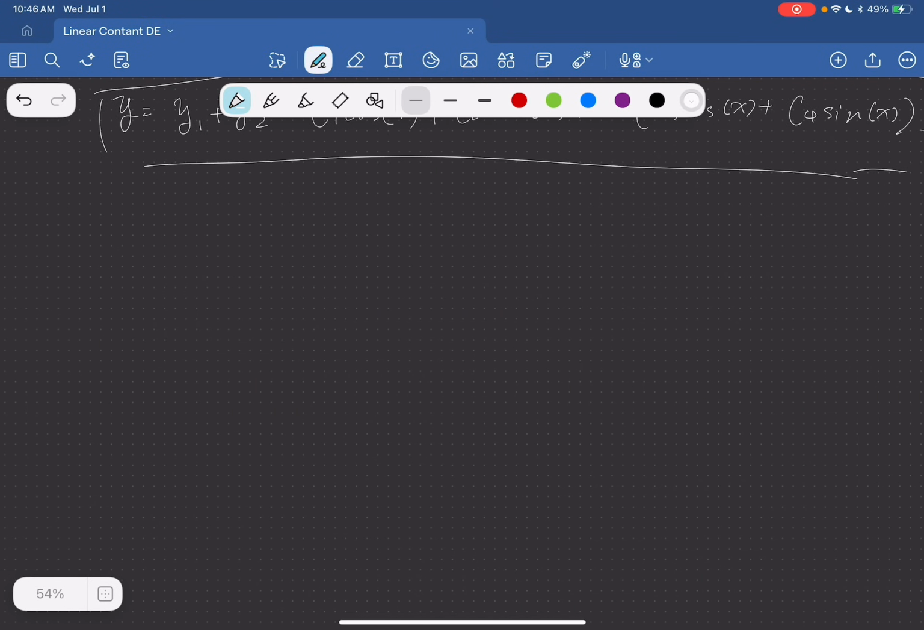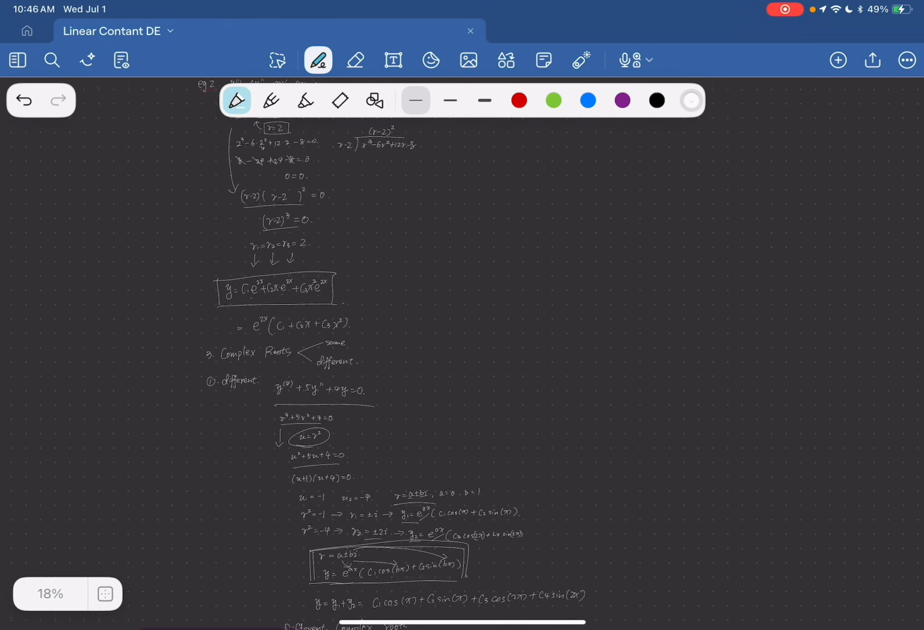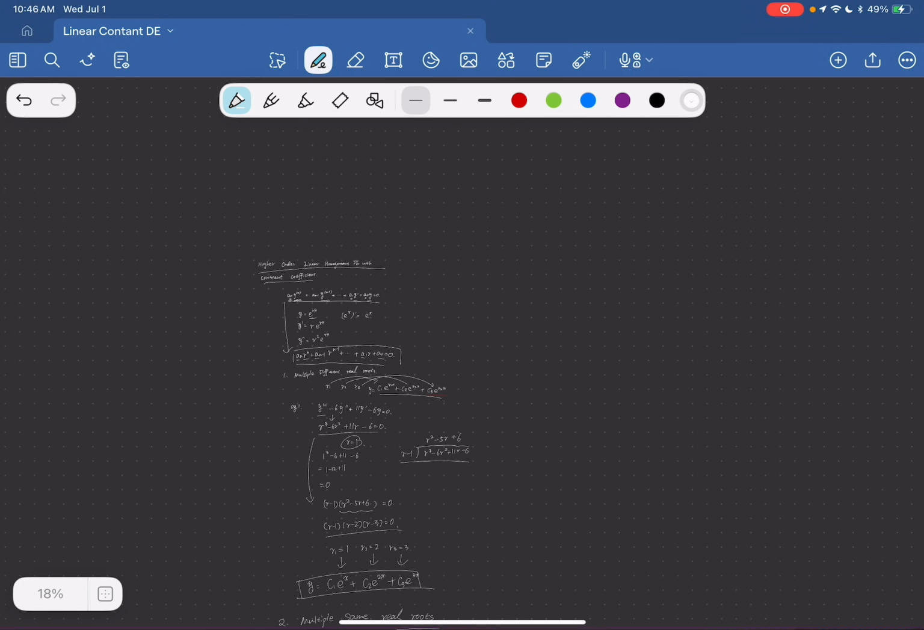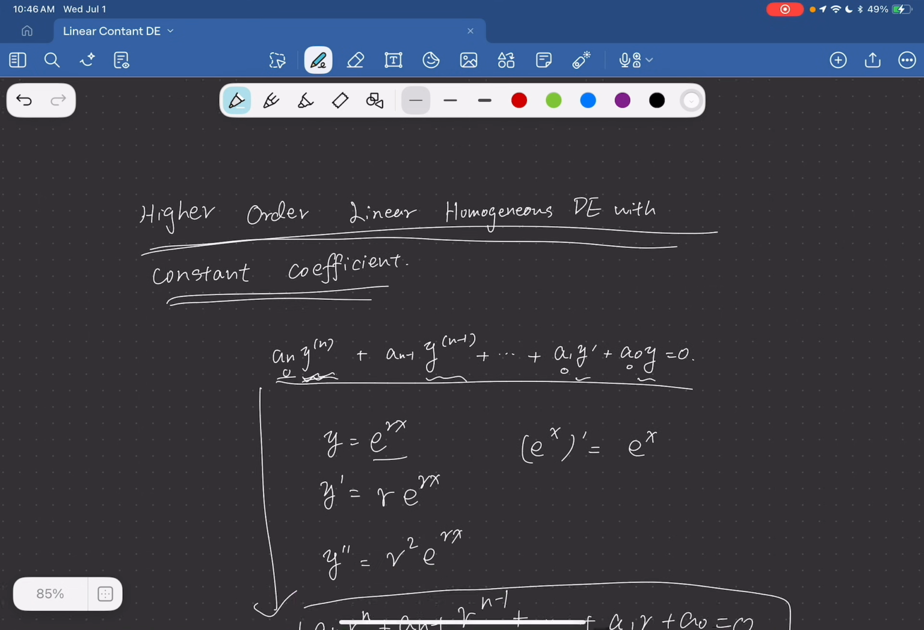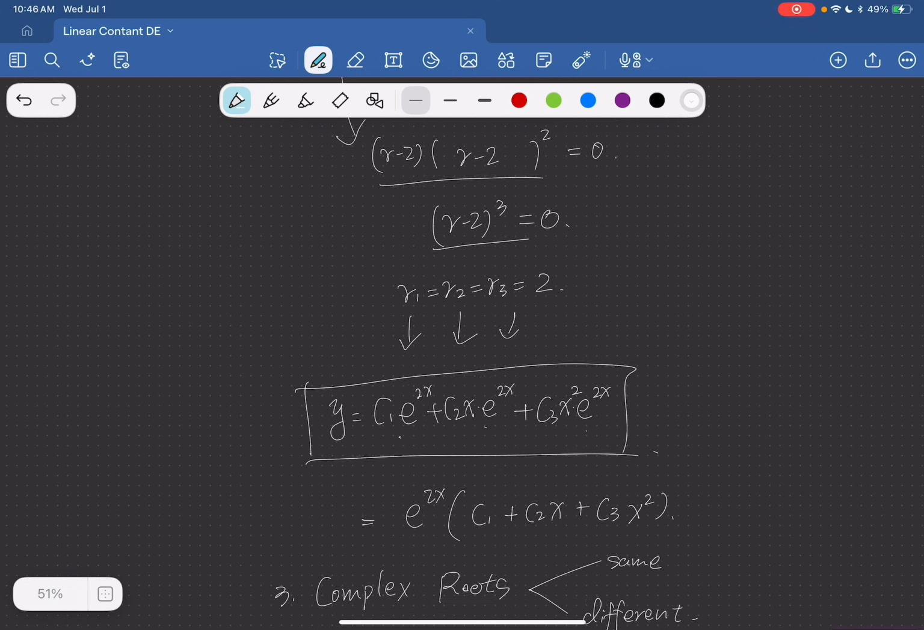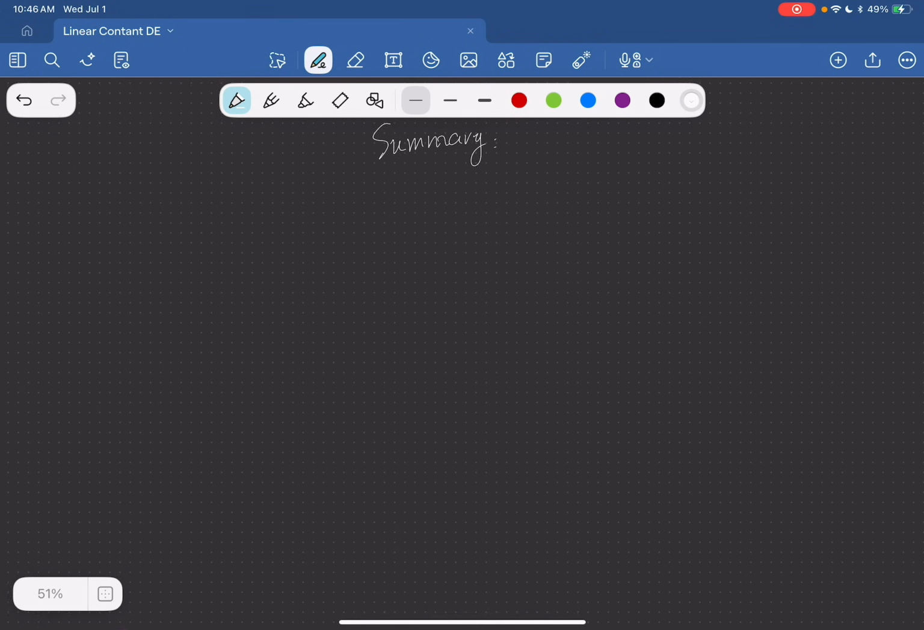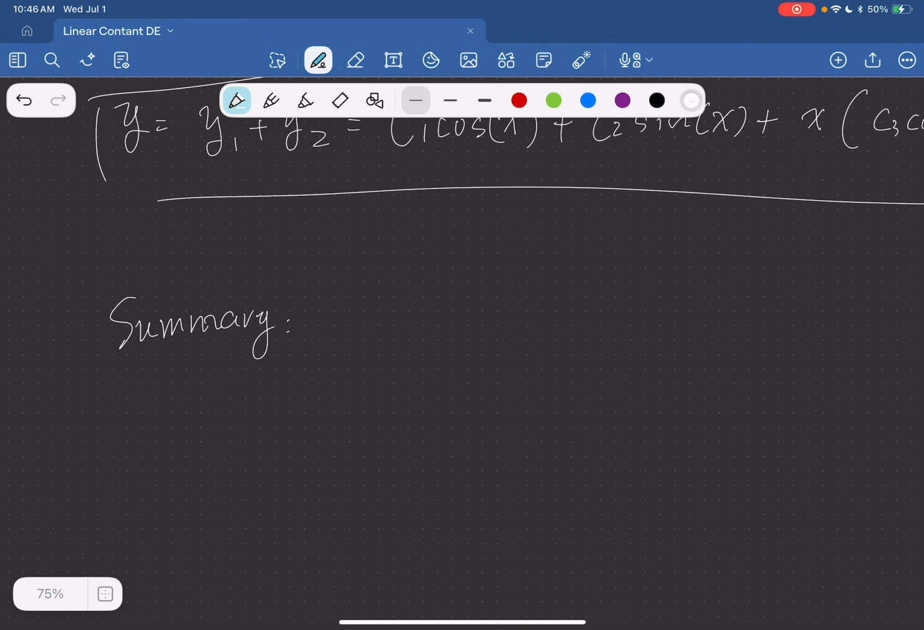Alright, so finally, let's summarize what we discussed so far. We discussed how to solve the higher order linear homogeneous differential equation with constant coefficients. And our tool here is still the characteristic equation. So our first step is always to find the characteristic equation. And the second step is to find the roots of it.